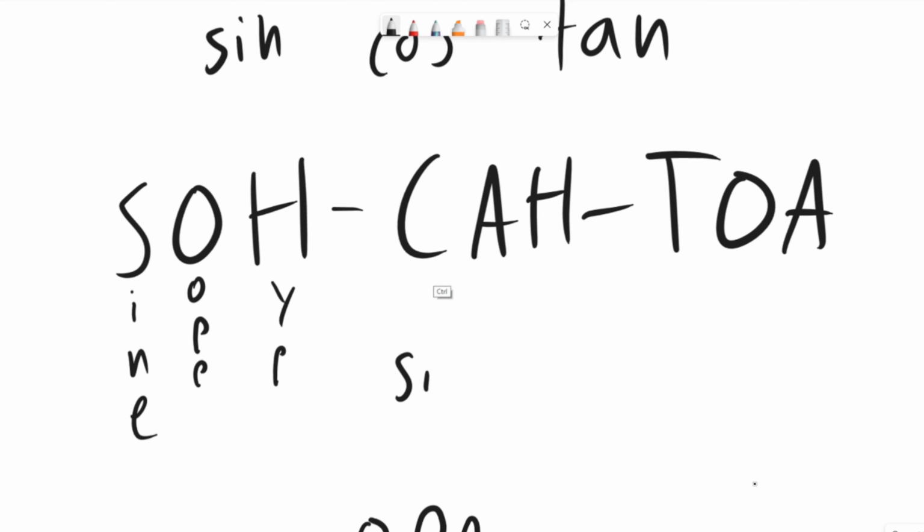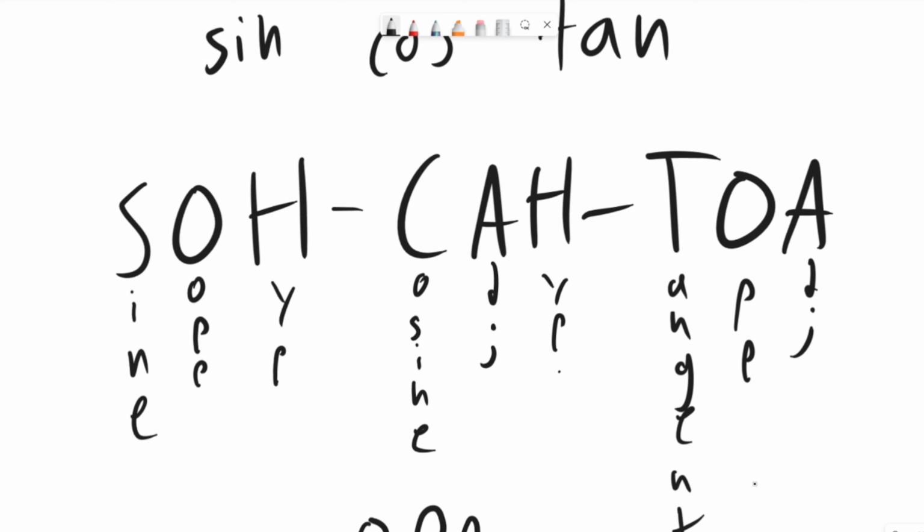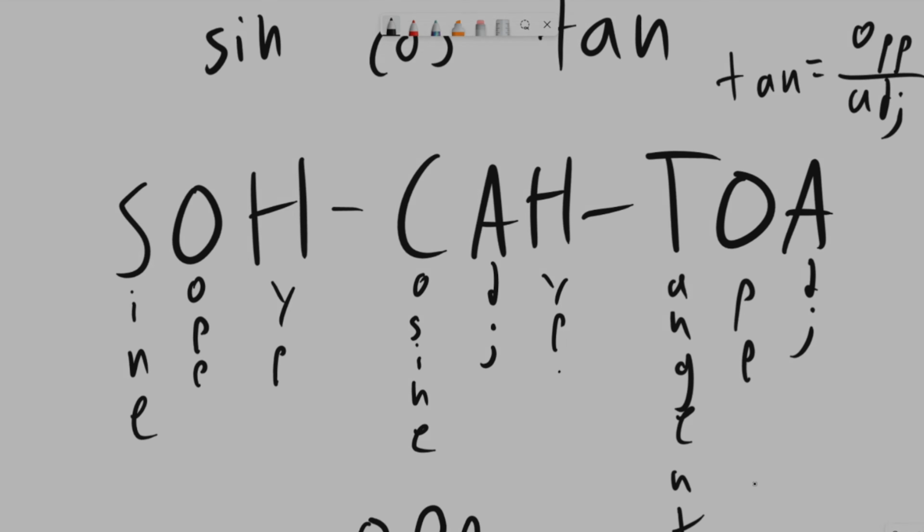And then the CA is cosine adjacent over hypotenuse, because cosine is the adjacent from your angle divided by the hypotenuse of your triangle. And then finally is TOA for tangent, opposite over adjacent, as tangent is the opposite of your angle divided by the adjacent of your angle.